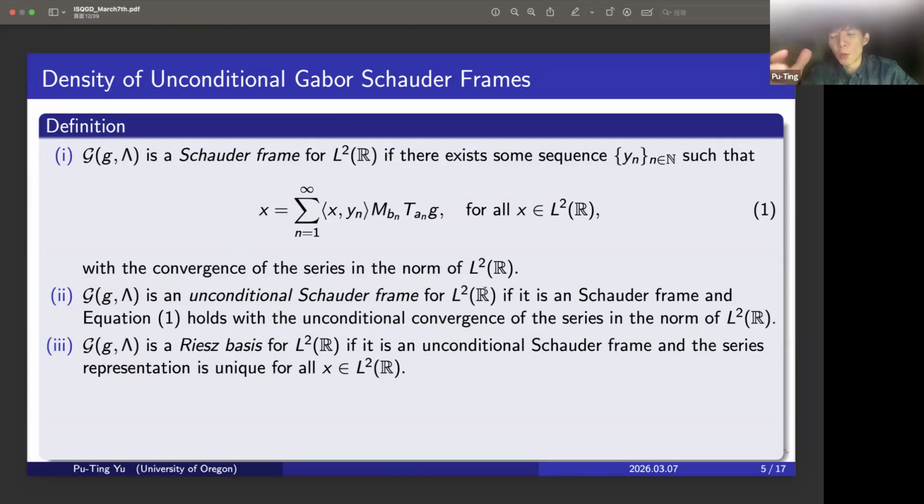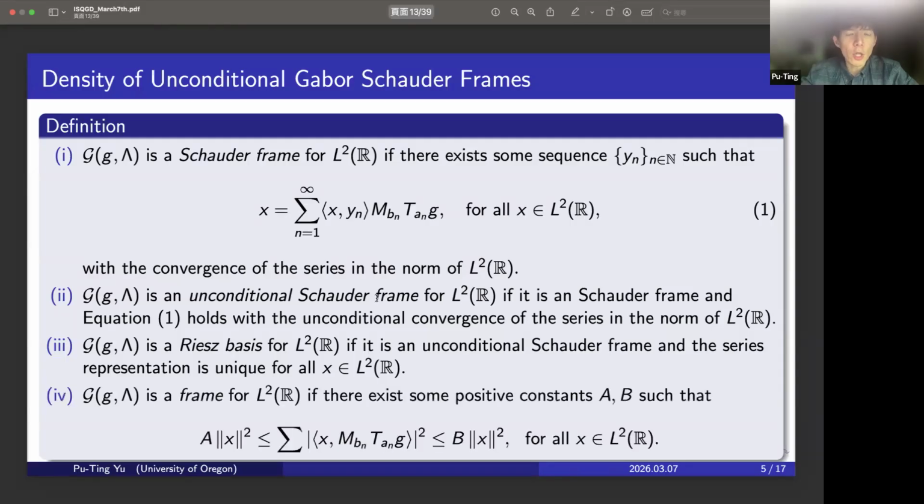But the thing is, back in 1952, Duffin and Schaeffer introduced a very novel notion to construct a sequence that is an unconditional Schauder frame. And in fact, the notion they introduced is a much stronger notion than just being an unconditional Schauder frame. So the notion they introduced is the so-called frame. So we say a Gabor system is a frame for L2(R) if there exist some positive constants A and B such that this inequality here is satisfied for all x in L2(R). So surprisingly, once a Gabor system satisfies this inequality, then it would be an unconditional Schauder frame, and moreover, it is much stronger than an unconditional Schauder frame.